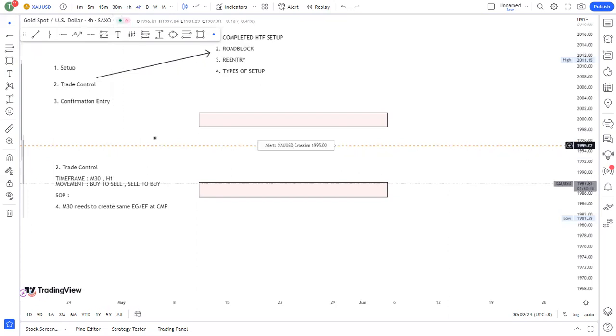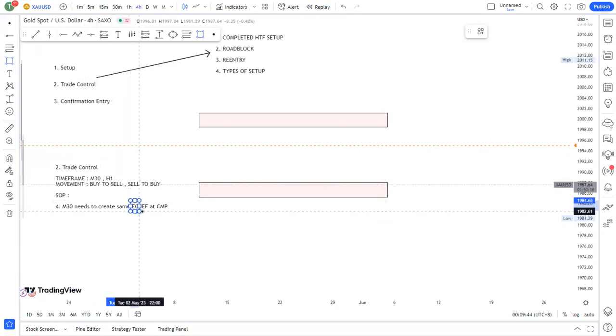All right. So as I said before, the chart is actually speaking to us. It's telling us where the price is going, where it's going to go, where it's going to end, where it's going to stop, and so on. So if you see here, I say entity needs to create same EG or EF at the CMP, right?